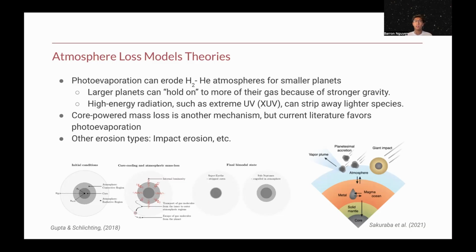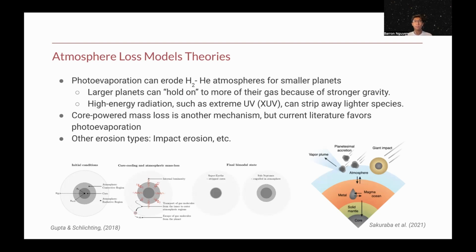There was initially another theory called core-powered mass loss, where instead of the radiation coming from the star, the energy comes from the internal luminosity of a cooling planet being radiated outward. But I think generally that effect is not as large as the stellar radiation. So a lot of the recreated models for atmospheric loss favor stronger photoevaporation, with the star being the main culprit of that atmospheric loss process. That's shown by the Gupta and Schlichting plot right there, where the radiation is in red and the core-powered effect is coming from the cooling core.